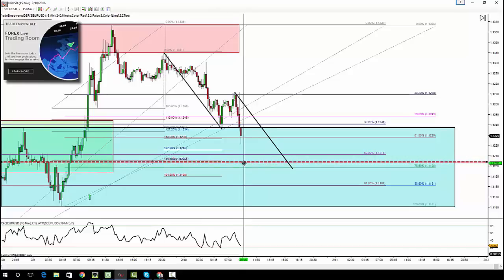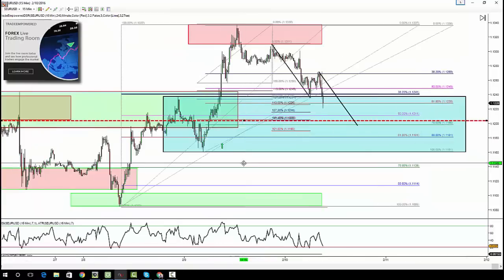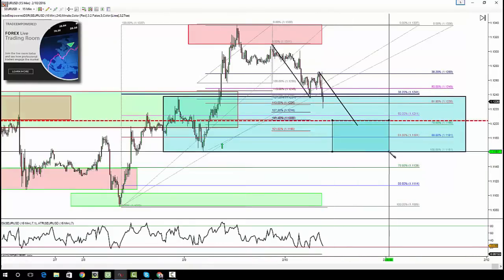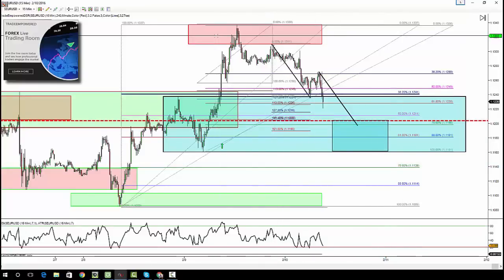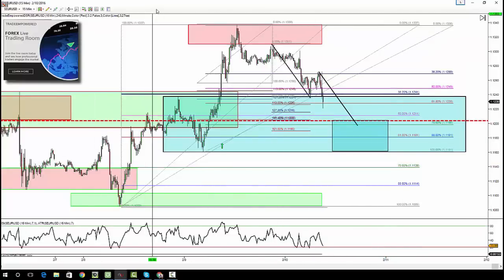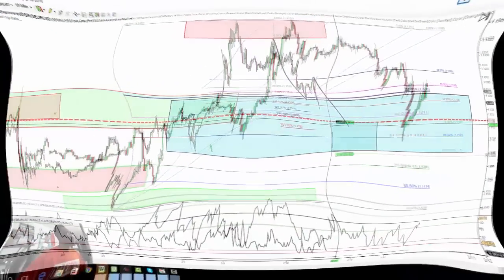We've got my ABCD pattern completion. I'll be looking for 112 flat for an opportunity to buy the euro. So anywhere between 112 flat and really 111.60s, looking for this trend continuation opportunity. Any questions about euro before we move on to the next pair?